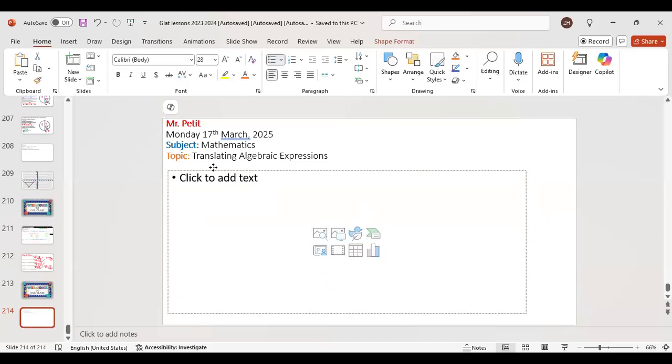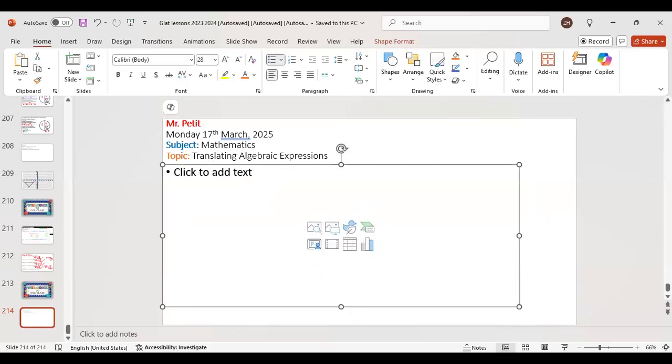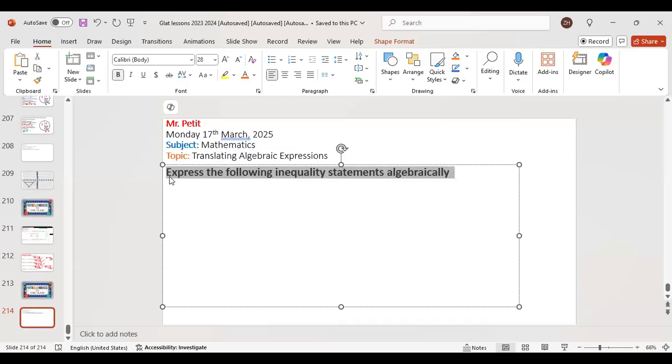All right, so let's go ahead and translate these algebraic expressions. The question says, express the following inequality statements algebraically. Again, I need you to write this for me. Express the following inequality statements algebraically. That's what our goal is, right?